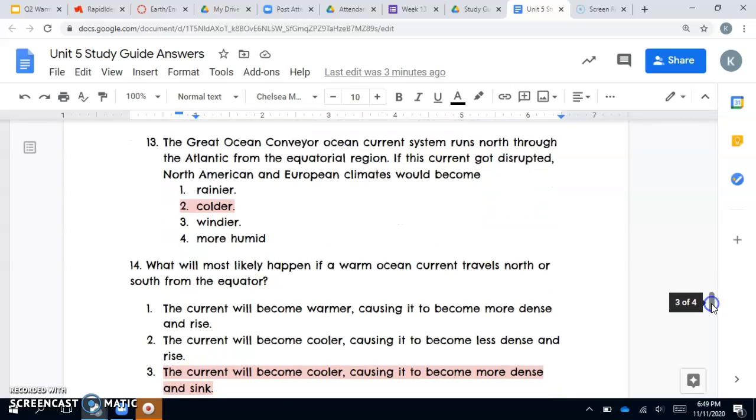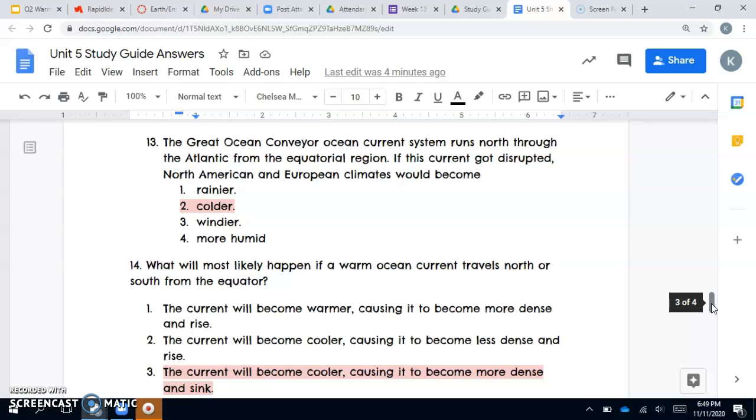Lesson 4 was about currents and climate. So you guys did that one on your own where you had to watch the video. But 13 says the Great Ocean Conveyor Ocean Current System, that's a little bit redundant, runs north through the Atlantic from the equatorial region. If this current got disrupted, North American and European climates would become colder.